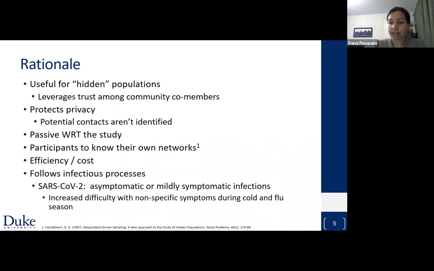And then finally, this kind of person-to-person sampling can also approximate infectious processes, which is why this type of sampling is used in contact tracing. So you have contact with people, and if that contact is effective to spread a bug from one person to another, then you'd also want to recruit those contacts that the enrolled person had effective contact with into the study.